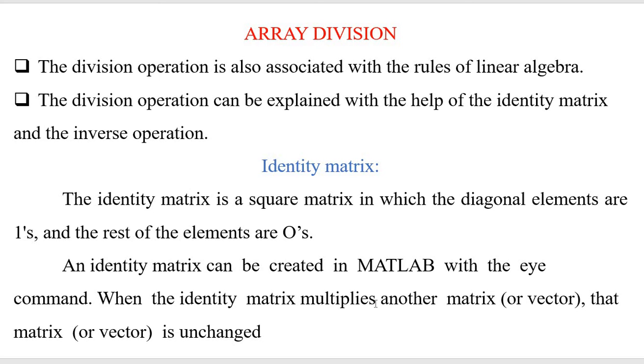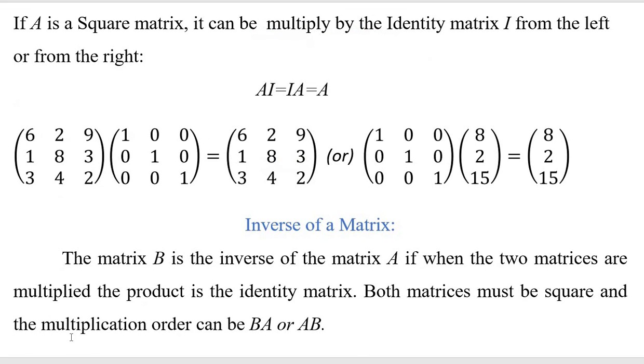When the identity matrix is multiplied with another matrix, that matrix is unchanged. It is A star I equal to A again, or I star A is again equal to A. Here A is a square matrix and it can be multiplied by the identity matrix I from the left or from the right. Either I star A or A star I, you again get A.